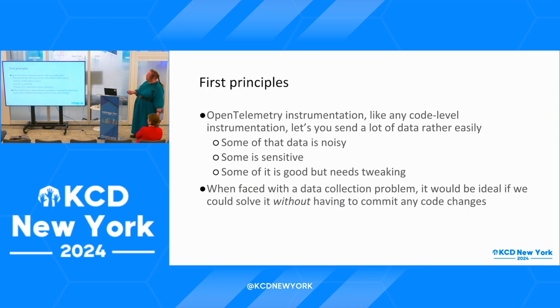Let's talk about first principles for a minute. So I broke my rule of not reading this slide, but I will follow the rule here and actually read the slide. OpenTelemetry instrumentation, like any code level instrumentation, lets you send a lot of data rather easily. Some of that data is noisy, some of it is sensitive, some of it is good but needs some tweaking. The most basic example I can think of is various services all report a username. Some of them capitalize it, some of them camel case it, some of them snake case it. And you don't want to be, well, let's get to that last one.